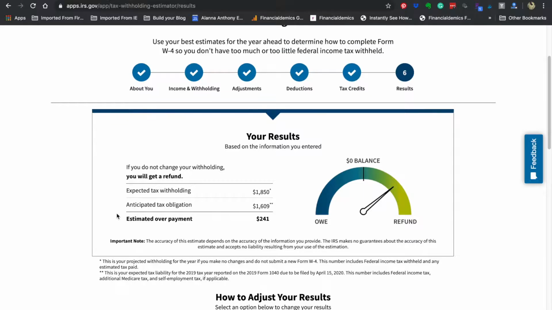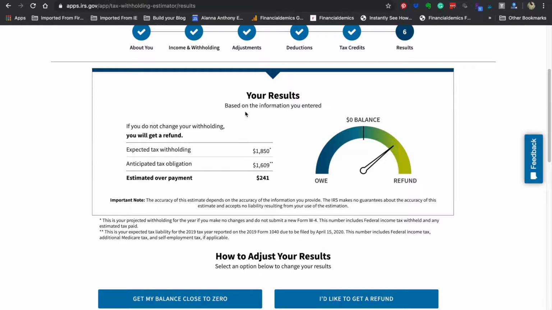Here is what the results page looks like. It basically tells you that if you do not change your withholding, you will get a refund. So this person will get a refund. It shows right here that they're going to get a refund. It shows right here that if they were over here, it would owe. And if you're in the middle, of course, it'll be a zero balance.